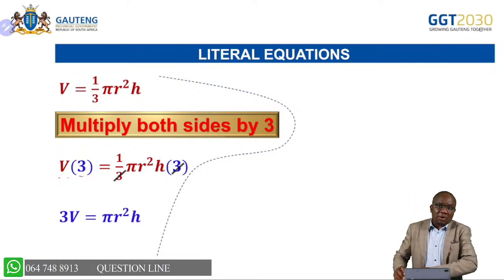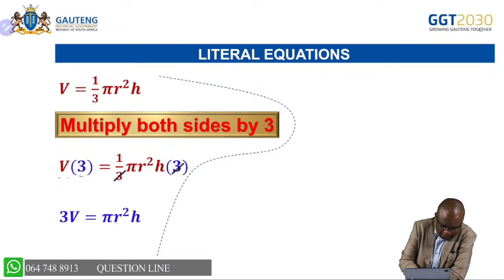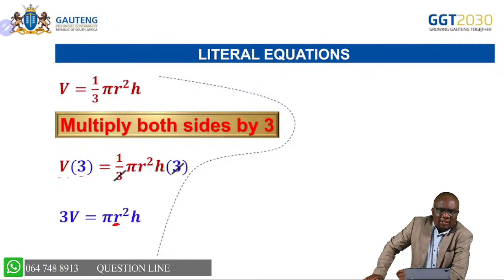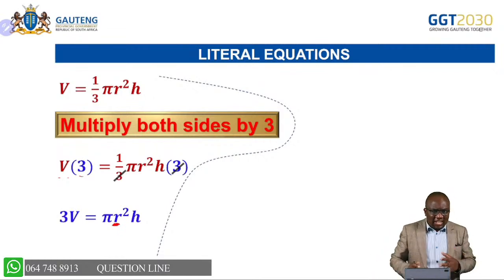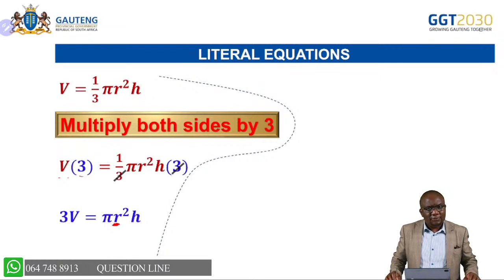Remember what we want, grade 10s. We want r. We must get that at the end. So what are the things attached to r here? There's pi and h. By which operation are they attached to r? Is it addition, subtraction, multiplication, or division? It is multiplication. So if it's multiplication, we do the inverse operation, which is division.